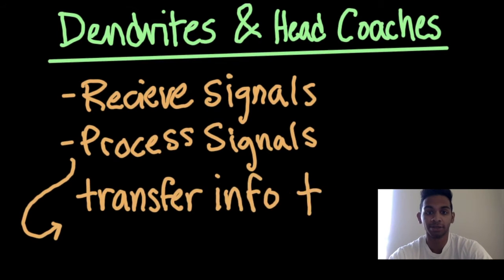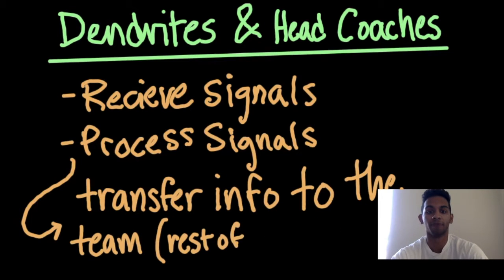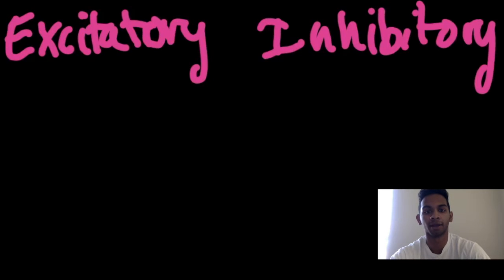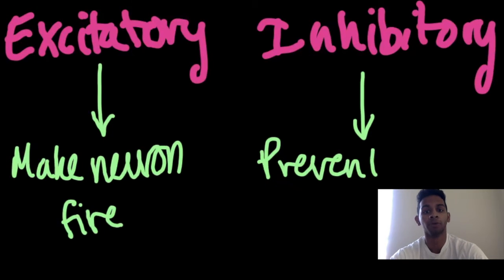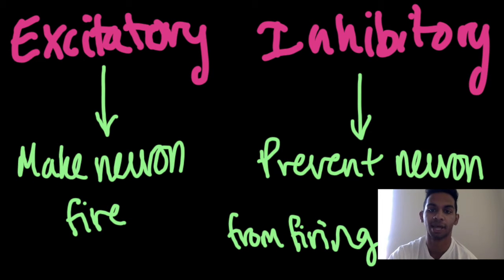The incoming signals, chemical or electrical, can either be excitatory, indicating to make the neuron fire, or inhibitory, indicating to prevent the neuron from firing. Consider this aspect comparable to an aggressive or conservative play call on offense. It is entirely based on the signals fed to the head coach.